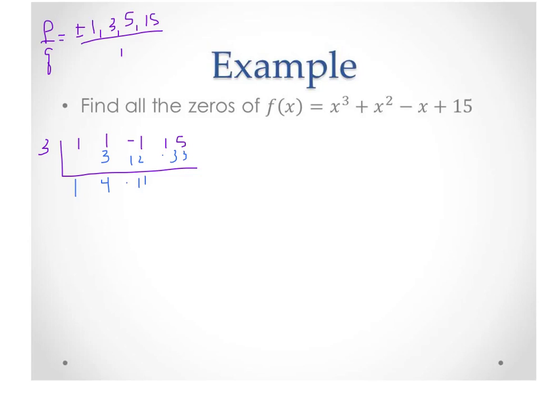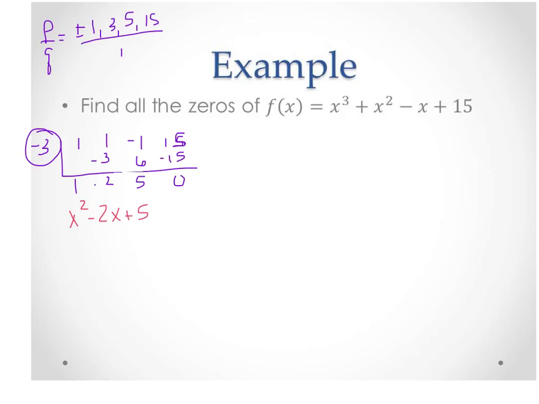All right, so +3 didn't work. But at the same time, you still need to try -3, because there's nothing that says that -3 might not work. So if you try -3, drop, multiply, add, multiply, add, multiply, add, there you go. So -3 works.